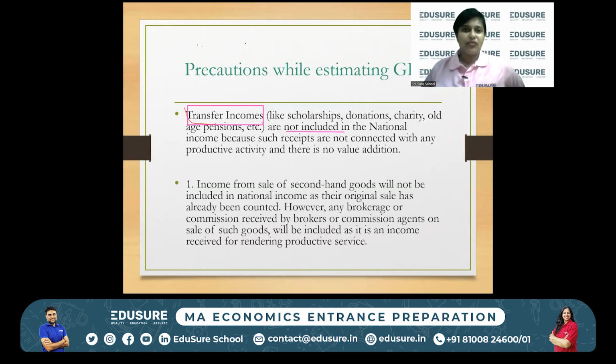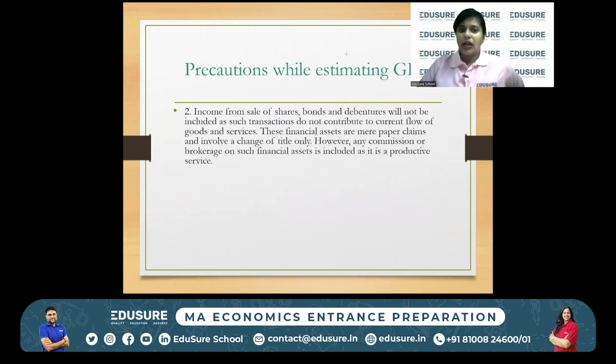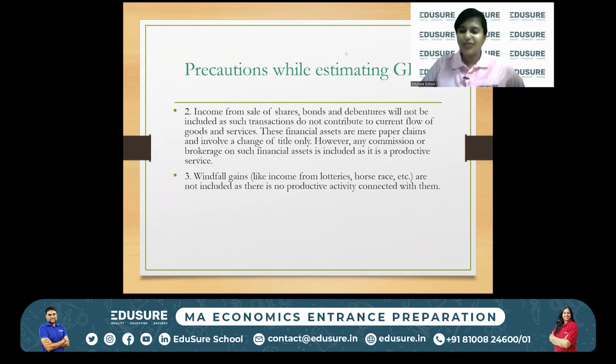Income from the sale of second-hand goods. Okay, the value of those second-hand goods will not be included, but any brokerage or commission will be included because that's income earned for work done. Again, the value of the sale of shares, bonds, debentures will not be used, but commission on the sale of shares, bonds, and debentures will be included. Any lottery, horse race, prize winnings, not included. No work is done, sorry, in terms of productive activity.